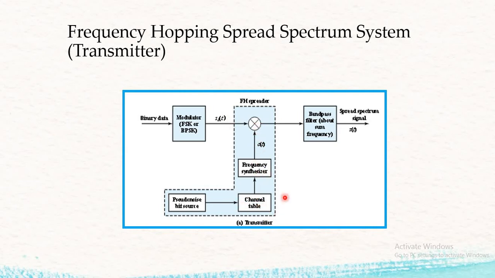Now how are we generating this frequency? Here we have a pseudo noise bit source. This will generate data randomly, and that random data is given as an input to the channel table. In this channel table we have various values, and as the input is random, the output of the channel table is also random, and that is given to the frequency synthesizer.